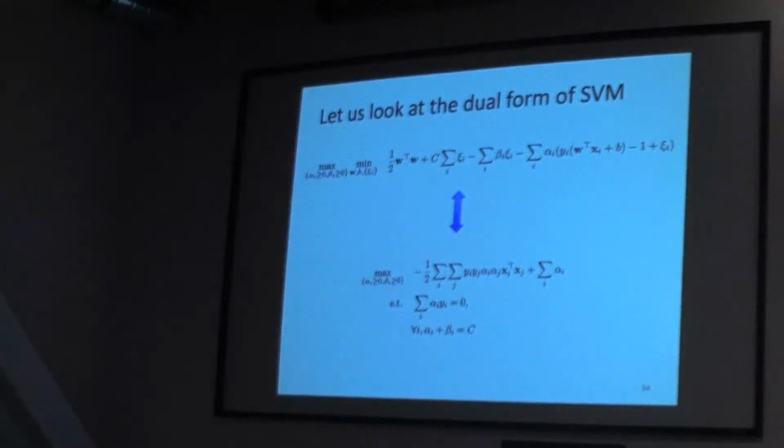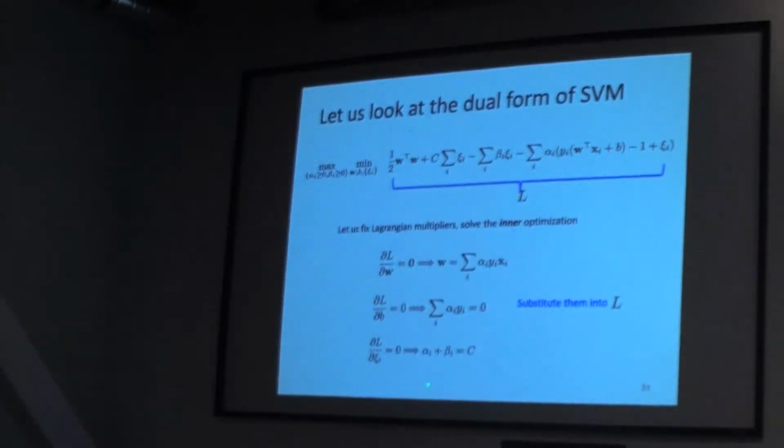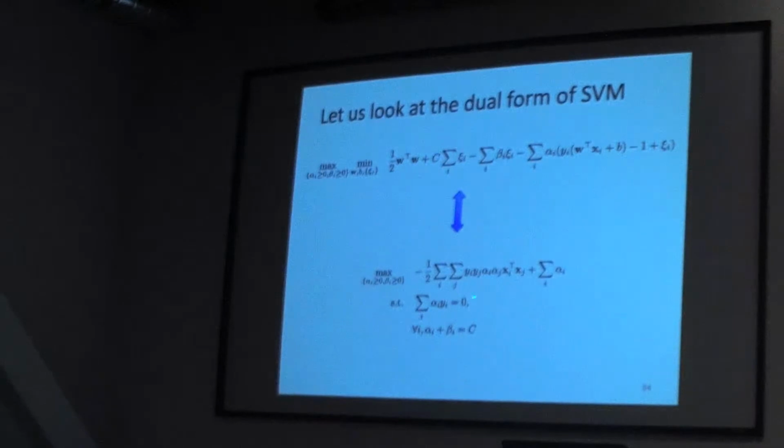But remember, when we solve this inner minimization problem, we also need to respect the other results from the gradient being 0. That means when we simplify this problem, we also need to require that the alpha i's and beta i's satisfy these constraints, because those come from the inner minimization step, where the gradient must be 0.